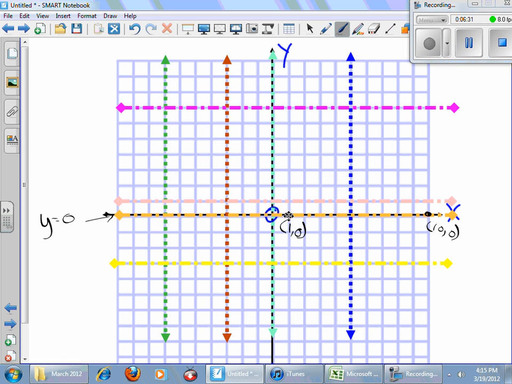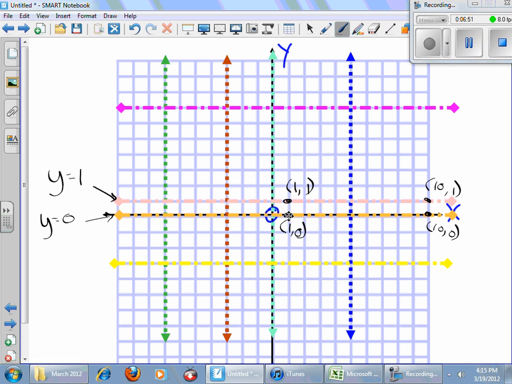All right, I'll do the pink line now. I notice that every point on the pink line is 1 up from the orange line. So this would be 1, 1. This would be 10, 1. Looks like the 1 is repeating for y, so this must be the equation y equals 1.